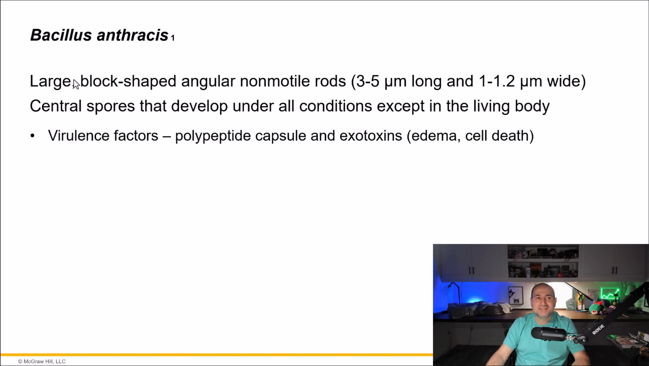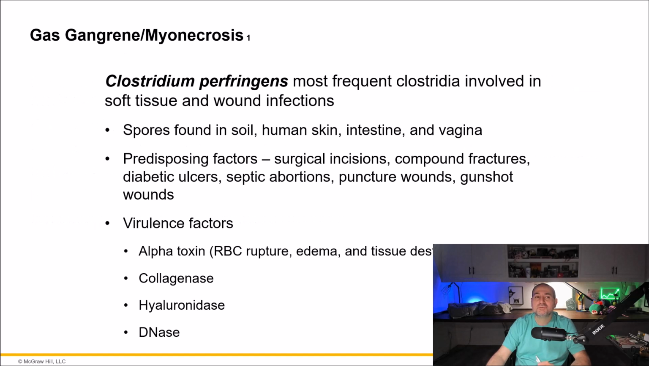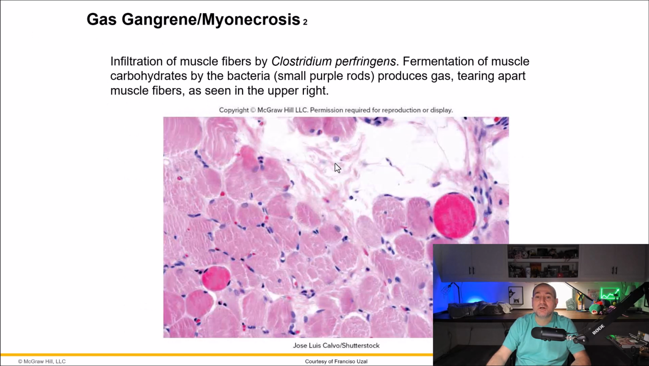And do you remember that the bacteria Bacillus anthracis, again, it's an endospore forming bacterium that causes anthrax? Whereas, do you remember Bacillus cereus? Do you remember that one? You should know that this one is associated with food poisoning. You should remember that Clostridium perfringens causes gas gangrene.